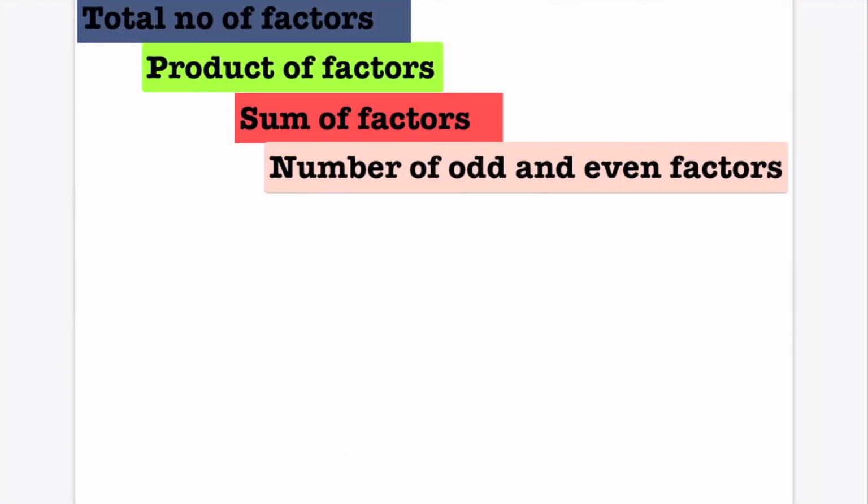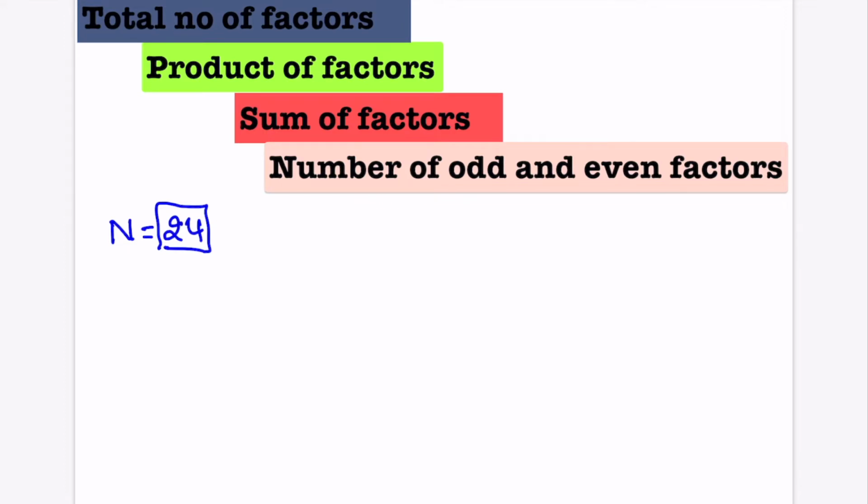Welcome to Intellectual. In this video tutorial, we are going to calculate the total number of factors, product of factors, sum of factors and number of odd and even factors of a given composite number. Let us take an example. Say I take a number 24. For this number, I am going to calculate the sum of factors, product of factors, total number of factors and numbers of odd and even factors.